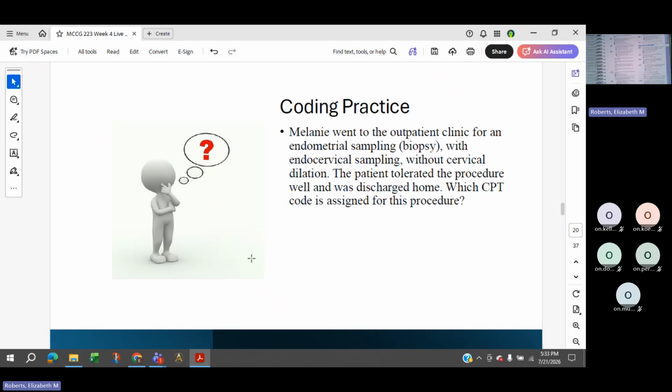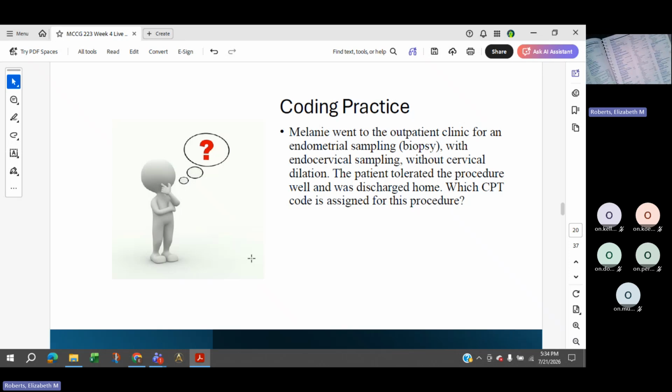All right, where are we going to start? We have a lot of stuff going on here. Endometrial sampling with endocervical sampling without cervical dilation. I don't even know what to look up. What would we look up? Maybe sampling, biopsy, maybe, right? Because we are doing a biopsy. So let's see if we can find it under biopsy. Sometimes I like to try to get lost so that we can get found.